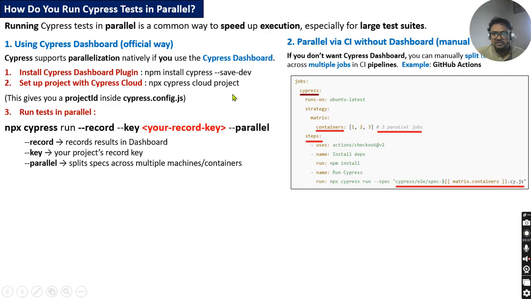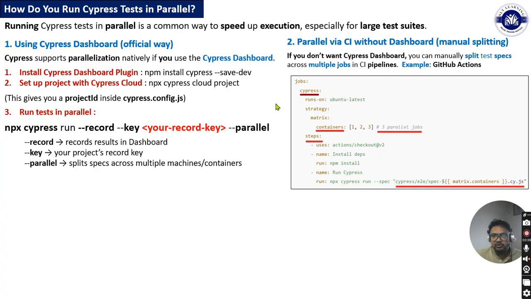So that is one way. The second way is if you do not want to use the dashboard and want to manually split the Cypress test cases via CI without using the dashboard. What you can do is manually split the test specs across multiple jobs in a continuous integration pipeline. This is the example I have given, GitHub Actions. You can run on a Windows machine or any operating system, and you can provide strategy, matrix, then container.